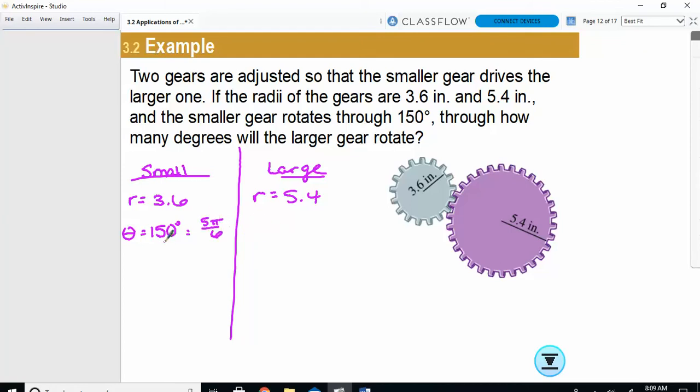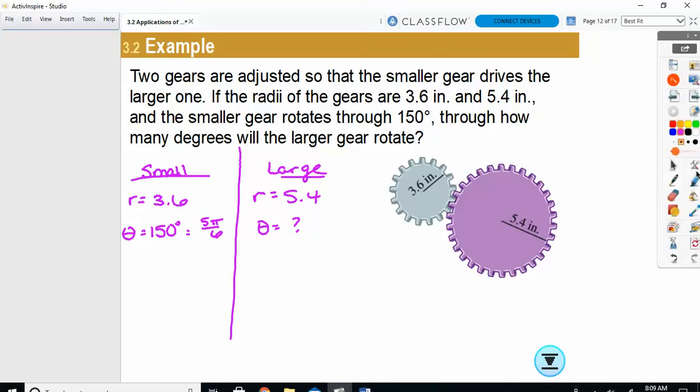Remember, this is a reference angle of 30, and if it's at 30, it's always pi over 6. In the second quadrant, the numerator was one more, if we think about the circle patterns that we've seen. And I'm trying to find the angle for the large one. So we really have very little information so far.